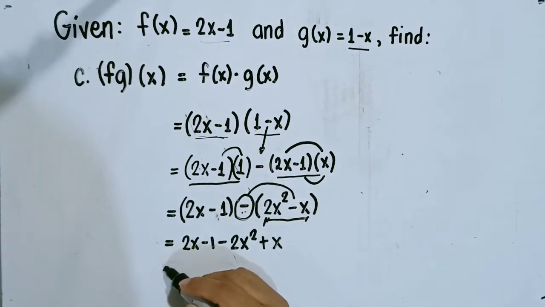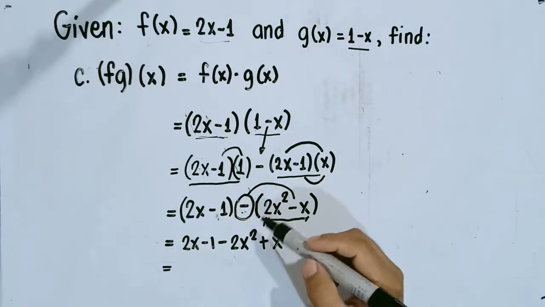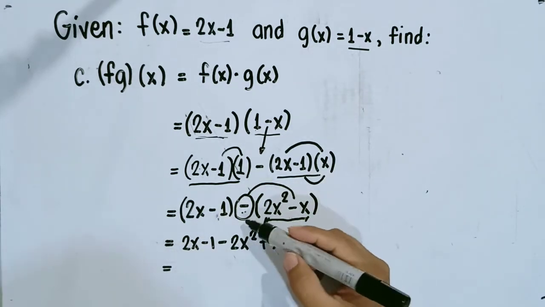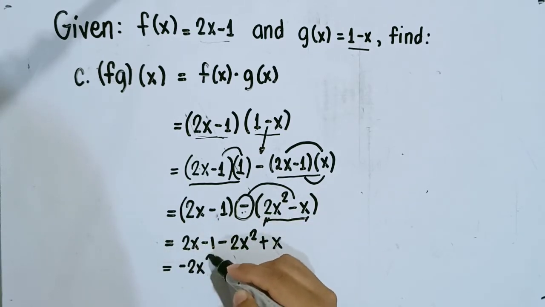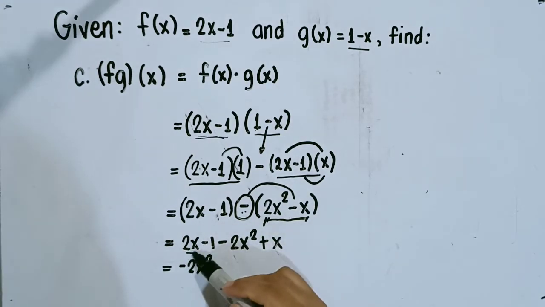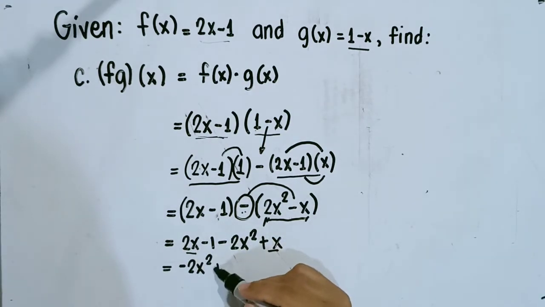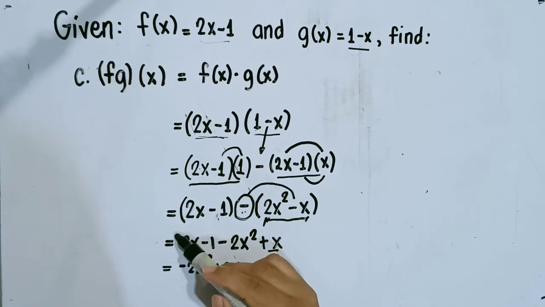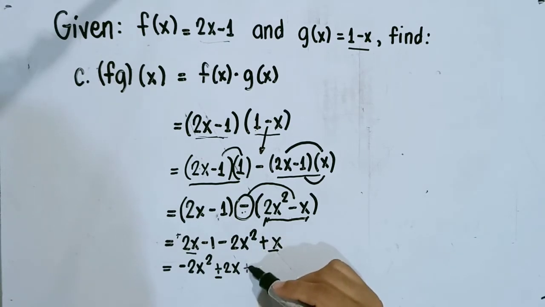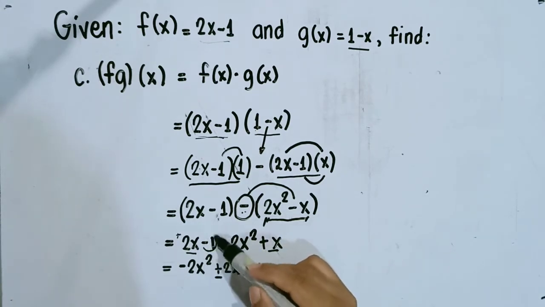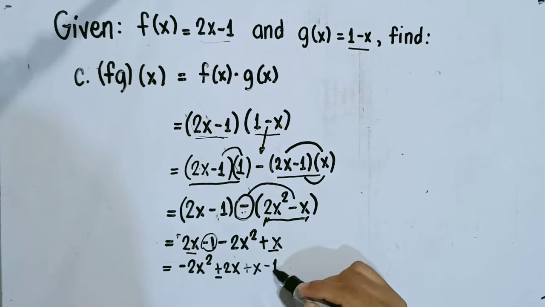So we will arrange the terms according to their exponents. The highest exponent is 2, so we will write it first: negative 2x squared. Then next we have 2x and x, so plus 2x. Why plus? It's because the sign of 2x here is positive. Then plus x. Then lastly, we have negative 1 as the constant.